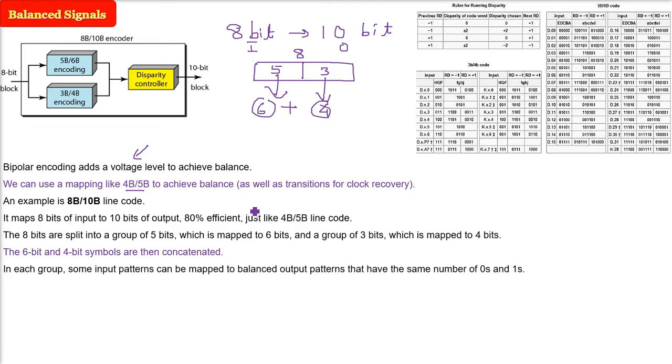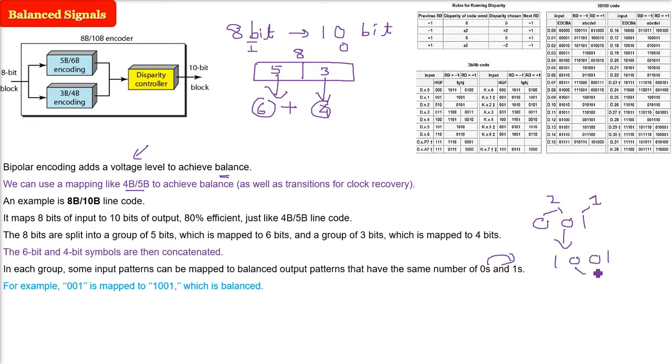So in each group, some input patterns can be mapped to balanced output patterns that have the same number of zeros and ones, because this is all about balancing, right? That is why we are using 8B/10B. For example, 001 is mapped to 1001. In 001 we have 2 zeros and 1 one, so it is not balanced. But we have mapped it in 8B/10B to 1001: 2 ones, 2 zeros. So it is balanced now. That is why we are using 8 bits and 10 bits for balancing.